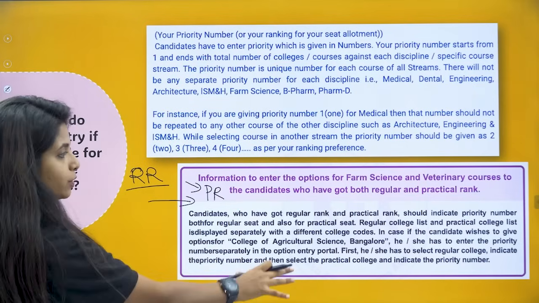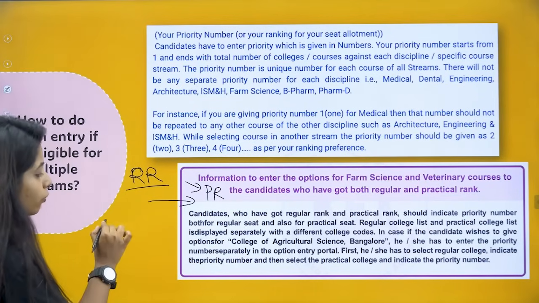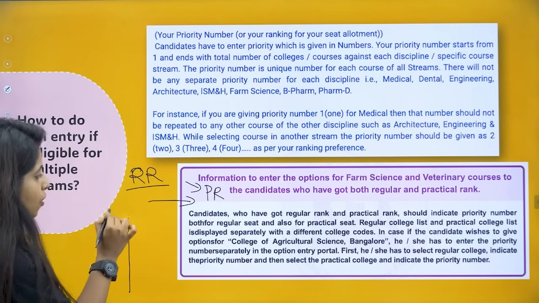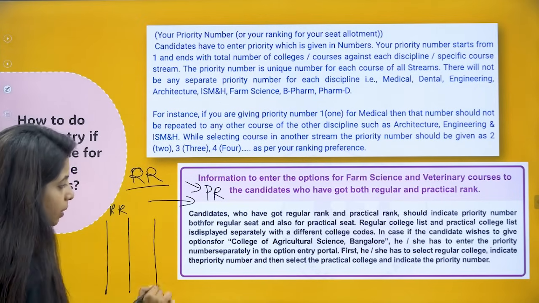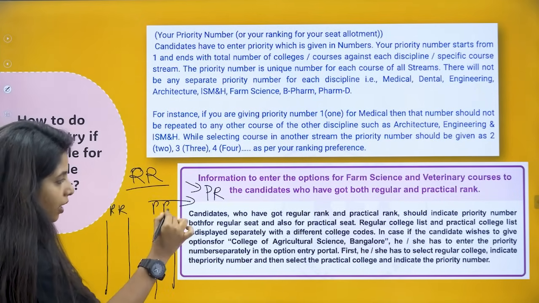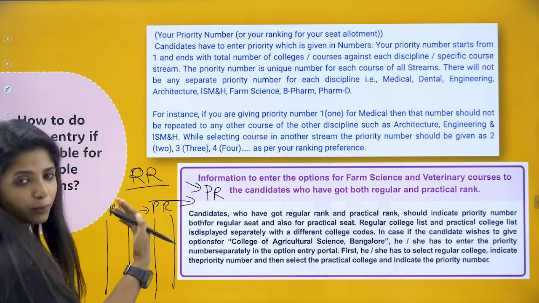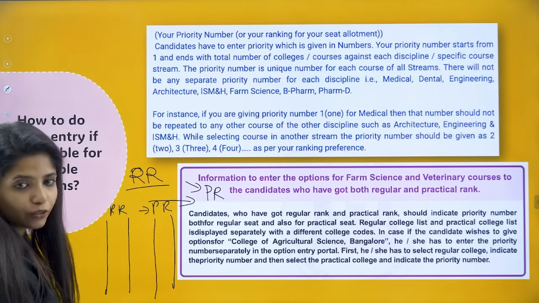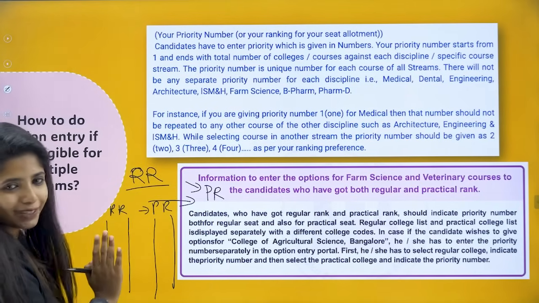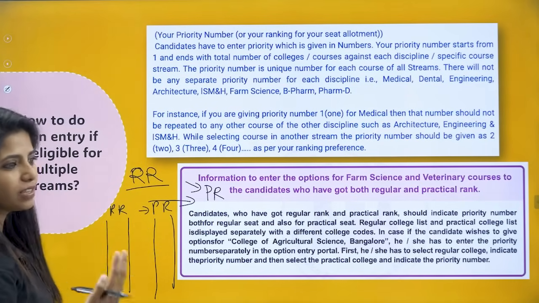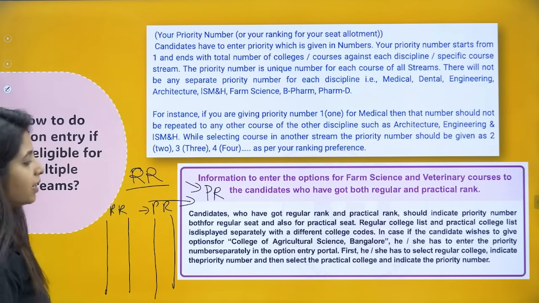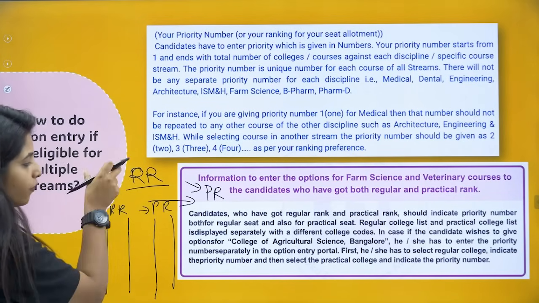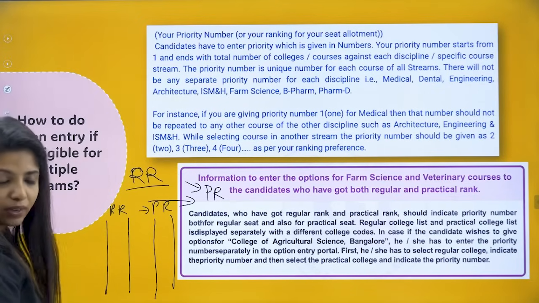So according to the information being put down over here, you would be having a separate college list for regular rank and also a separate college list for practical rank. Always remember, if you have a practical rank, it might be easy for you to get into the college. Why? Because the PR, the practical rank, always comes out to be better. Now in that case, you have a list of colleges for PR, and you have a list of colleges for RR, that is regular rank, as well.